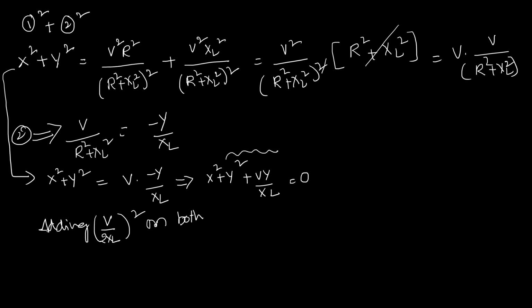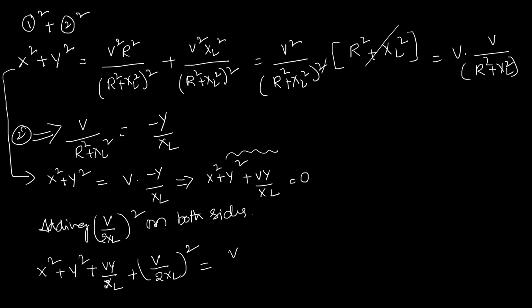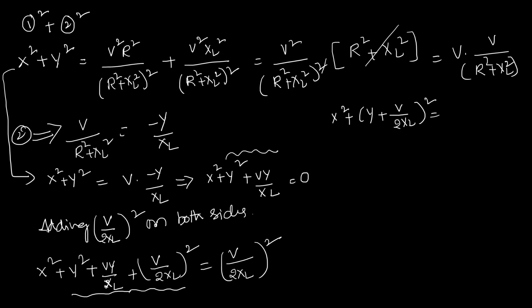If I do, then I'll be getting x square plus y square plus vy by xl plus v by 2xl whole square. If I add the term here, I should add it on the other side also, so that the equation will be in a balanced state. Now look at this expression. It seems to be a plus b whole square form. So this is x square plus y plus v by 2xl whole square equal to v by 2xl whole square.